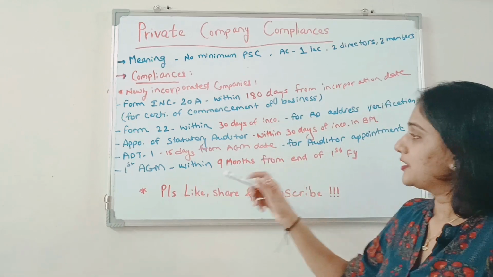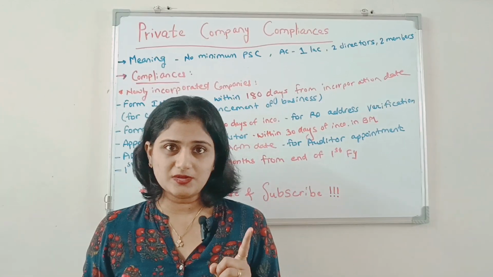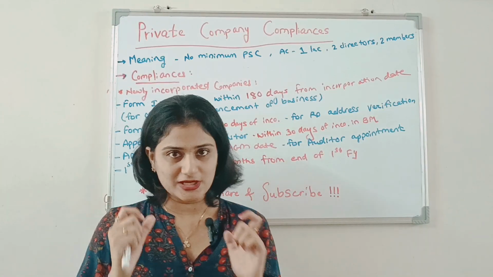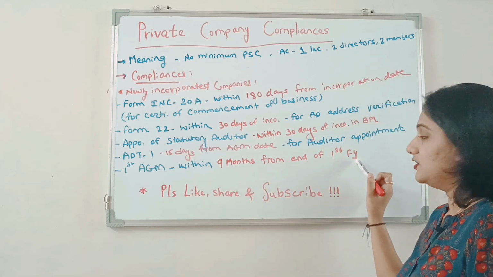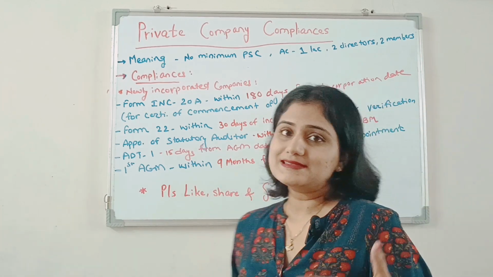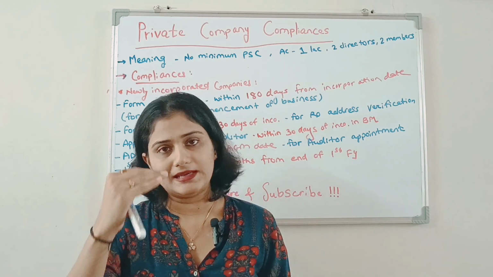Okay, now coming to next, the first AGM. When is the company required to conduct its first annual general meeting of the shareholders? Within a period of 9 months from the end of the first financial year. For example, the date of incorporation of the company is say 15th of September 2024.